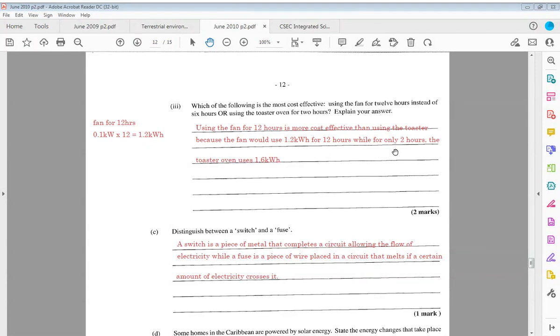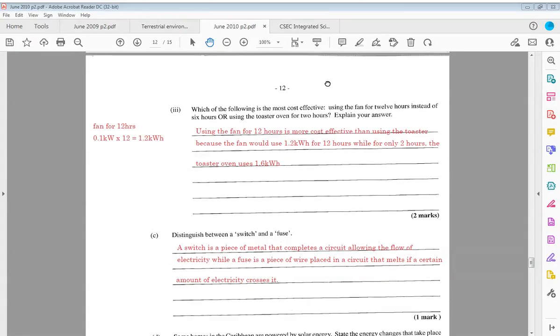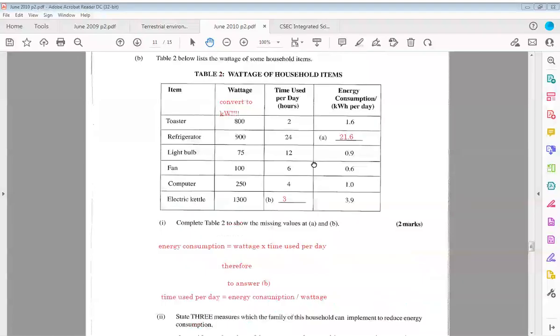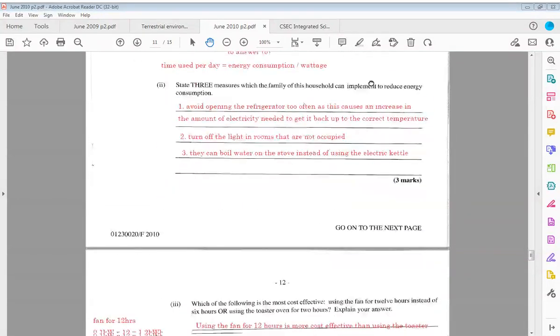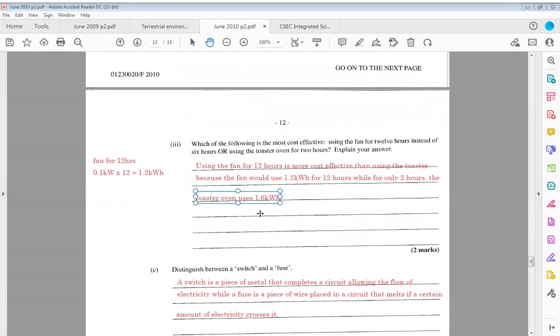Whereas just for 2 hours, the toaster is using 1.6 kilowatt hours here. That's the amount of energy being consumed, right? The amount of energy consumption per day there. So we're saving, even though it's just 2 hours compared to 12 hours, using this appliance, the fan, for 12 hours, we are still 0.4 kilowatt hours less in terms of energy consumption than using a toaster oven for just 2 hours.